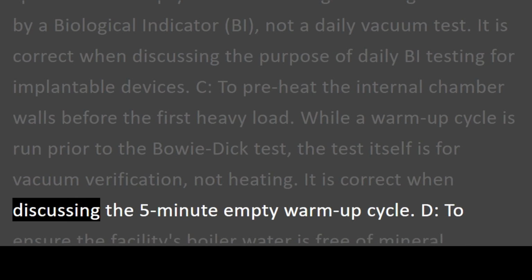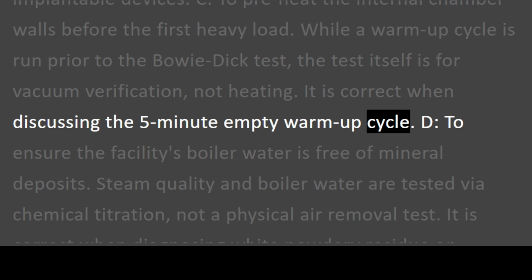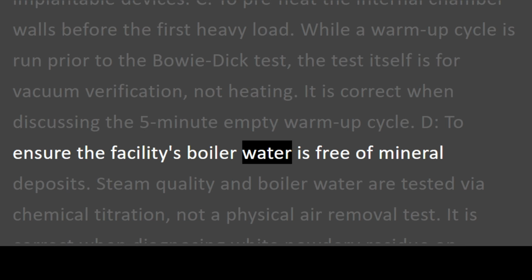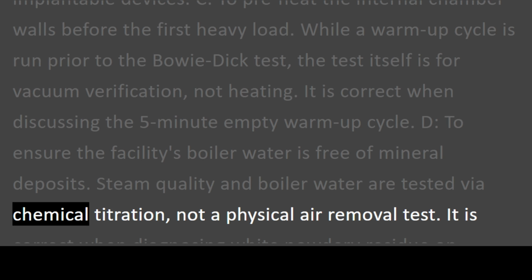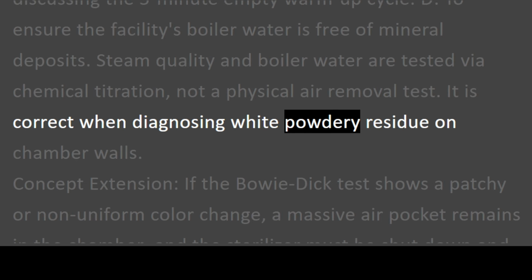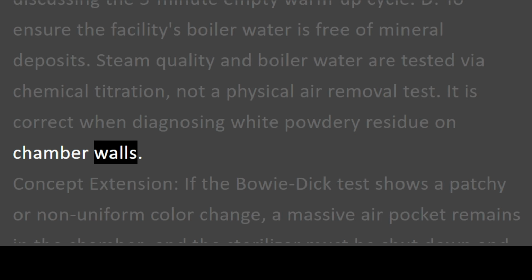It is correct when discussing the 5-minute empty warm-up cycle. D. To ensure the facility's boiler water is free of mineral deposits. Steam quality and boiler water are tested via chemical titration, not a physical air removal test. It is correct when diagnosing white powdery residue on chamber walls.